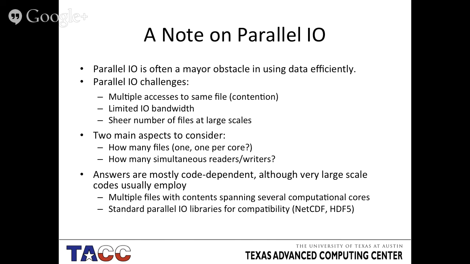You have to consider how many files you want to write. You want to write one file per task. You want to write one file per node. You want to write one file per some subset of tasks. How many simultaneous readers and writers and how many stripes are you going to use? All of these are typically code dependent. So you're going to have to do your own investigation.